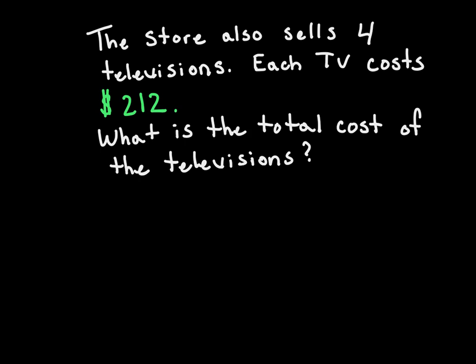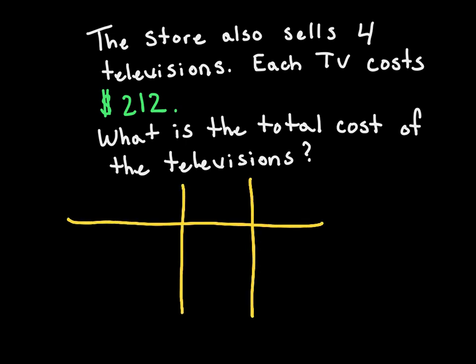All right, this store also sells 4 televisions. Each TV costs $212. What is the total cost of the televisions? Now, we could set this up and make our 1s, our 10s, hundreds, right? Now, how many are we going to have in the hundreds? Well, we got 2. How many we have in the 10s? We just have 1. And how many we have in the 1s is 2.